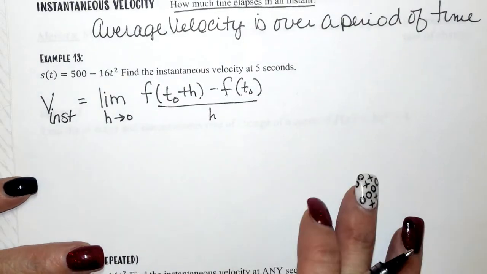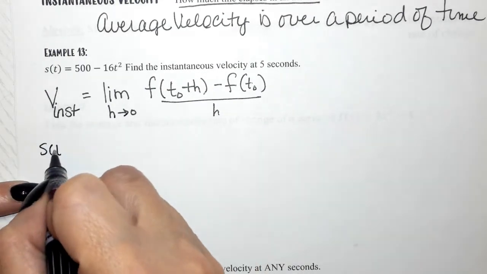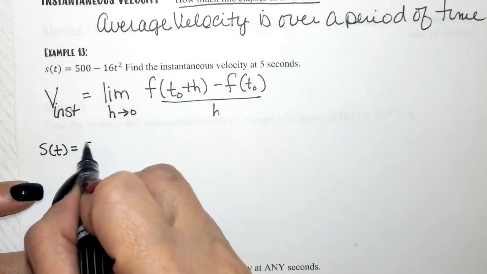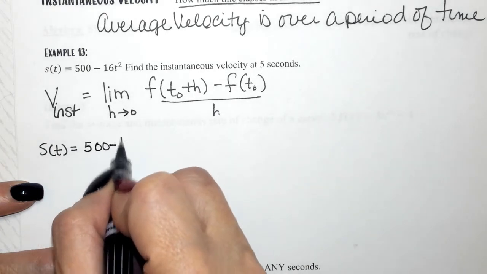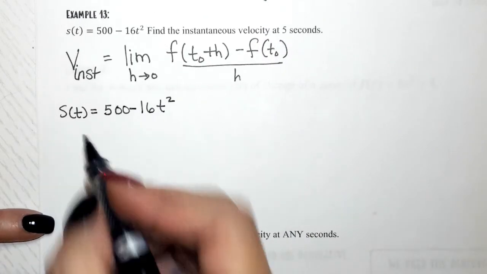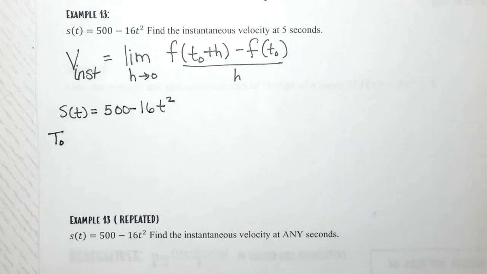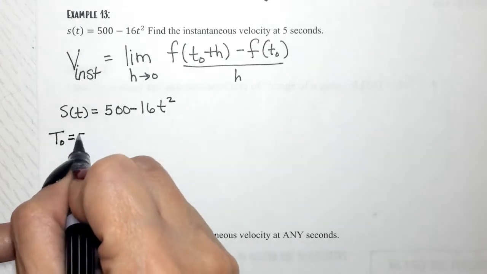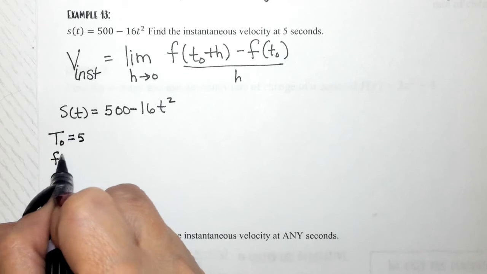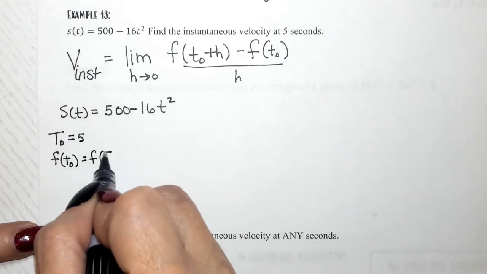So let's see if we can figure this out. So s of t in this situation is 500 minus 16t squared. All right, so we're starting at t naught. What's our starting time? What are we starting this at? Well, our t naught is 5. So that means I need to know f of t naught, which means I need to know f of 5.